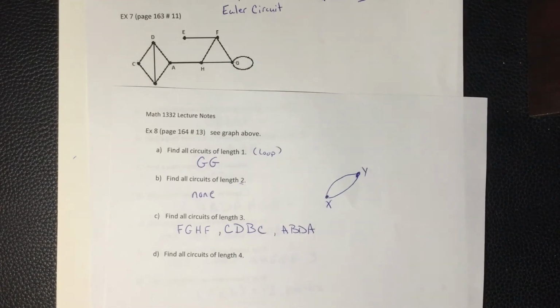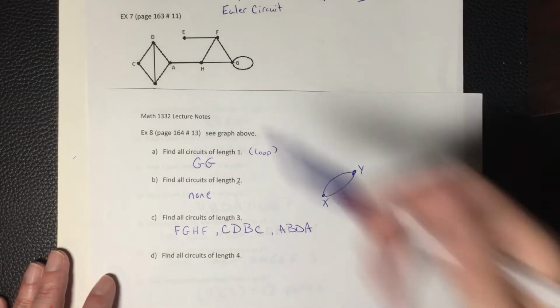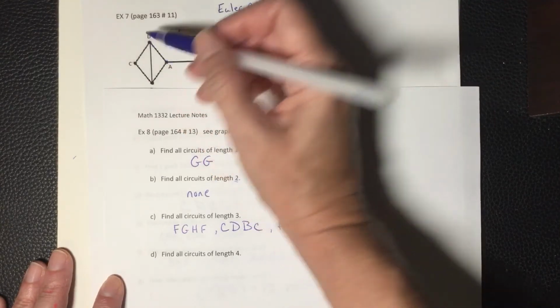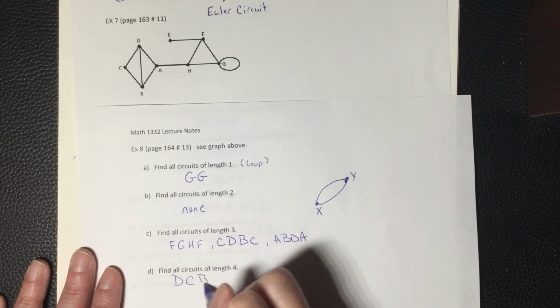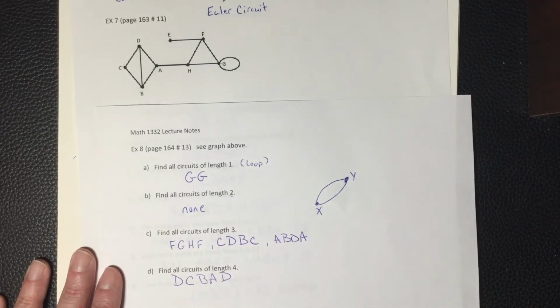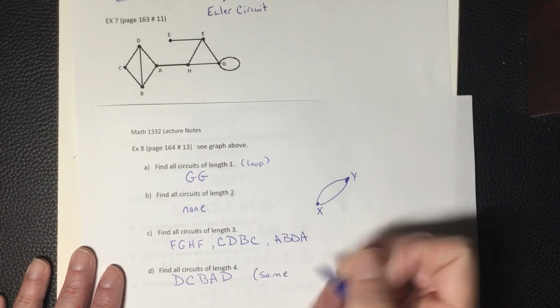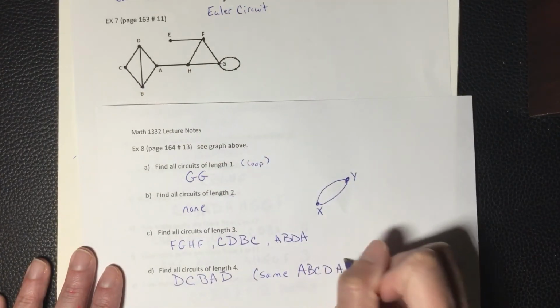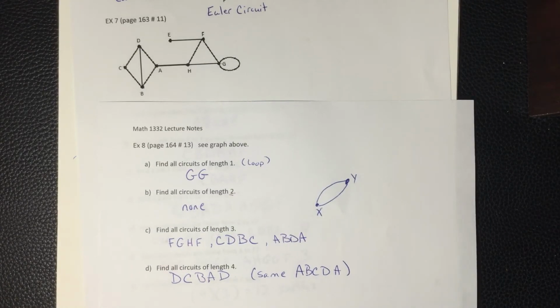Alright, and then finally we're asked to find circuits of length 4. So here I'm kind of looking at quadrilaterals, so I'm seeing a little bit of a rectangle here. If I start at D, for example, I could go D, C, B, A, back to D. So that would be 1, 2, 3, 4, 5 letters. That would be length 4. That would be exactly the same as, say, starting at A and going A, B, C, D, A. Since you're traveling the same 4 edges, it is considered to be the same circuit.